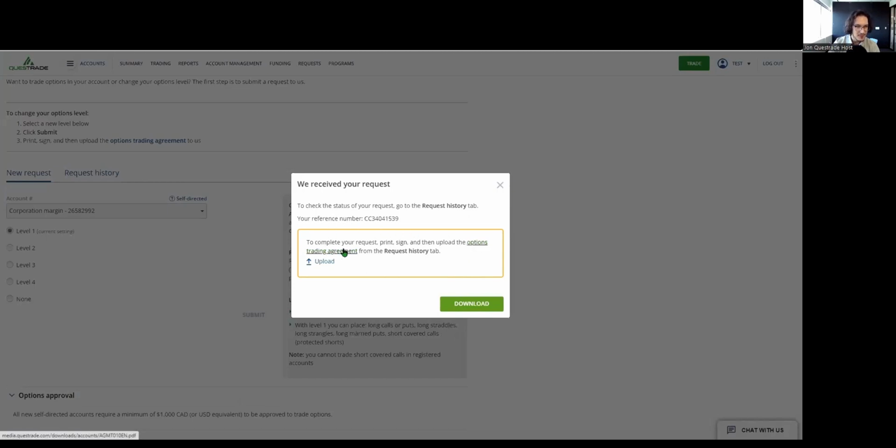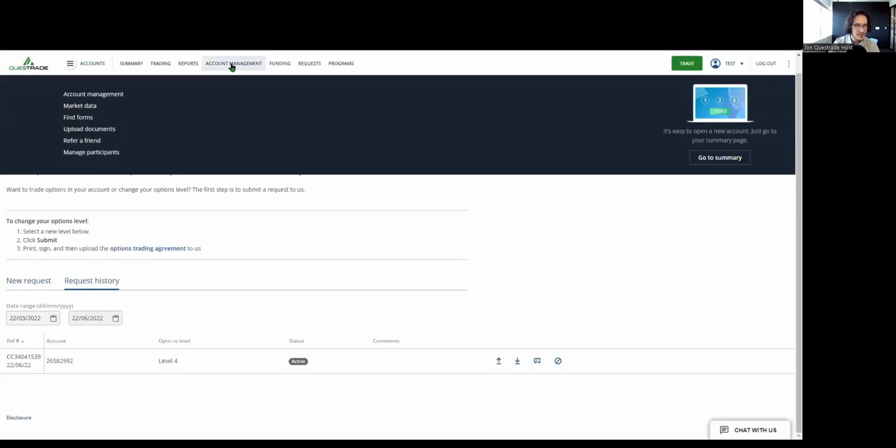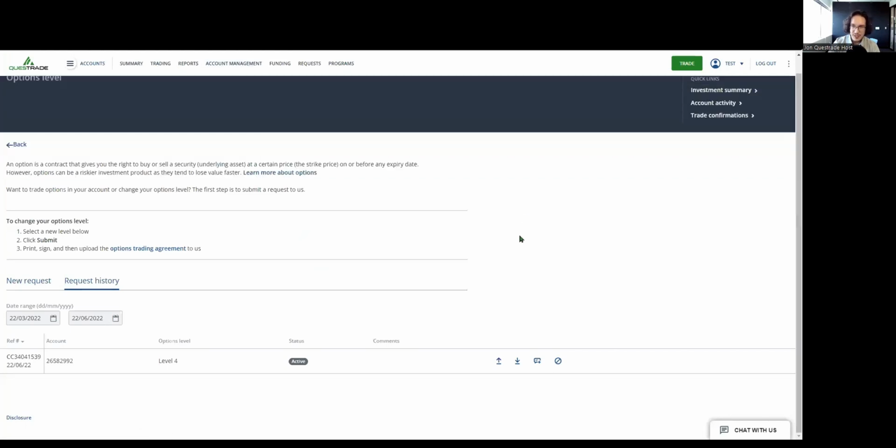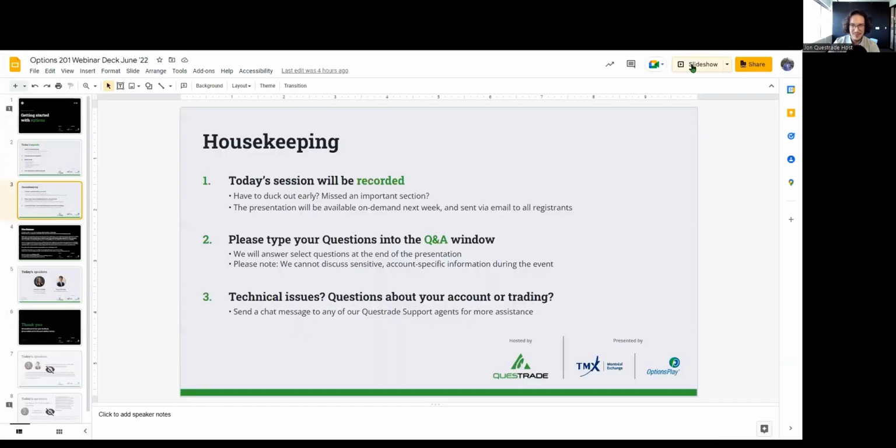This can be downloaded right from this page and uploaded under the account management option. So you can download the form right here. And once you've filled it out, you can upload it to your account under account management and upload documents. After changing your options level and submitting the form, your account will be ready to go for options trading within 1 to 2 business days.